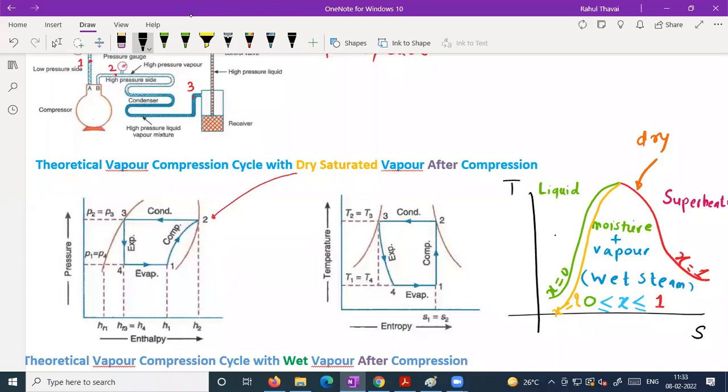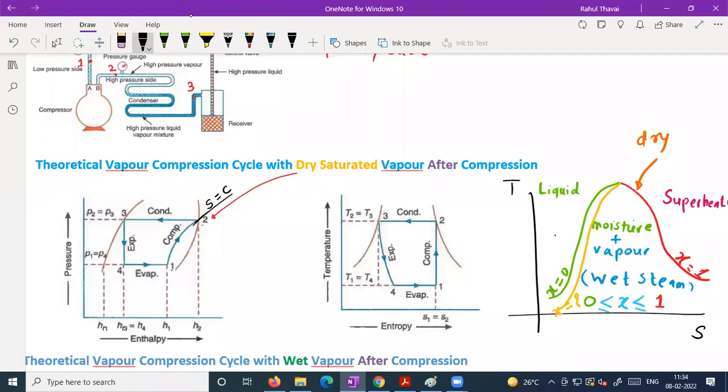Now, 1 to 2 is an isentropic compression. Isentropic will be a vertical line on a TS diagram. If you measure the entropy on this line, it is constant. So the 1 to 2 line is a constant entropy line, and when you extend this line, it is still constant entropy. I can show you here also. So during 1 to 2, entropy is constant, that is S1 is equal to S2. We want that compression to be isentropic in a compressor.